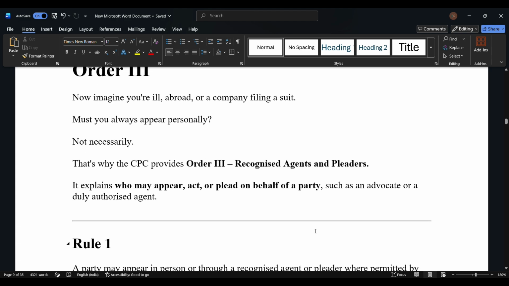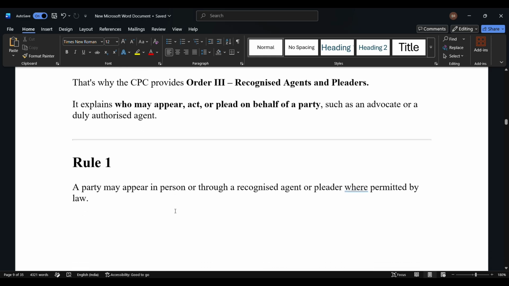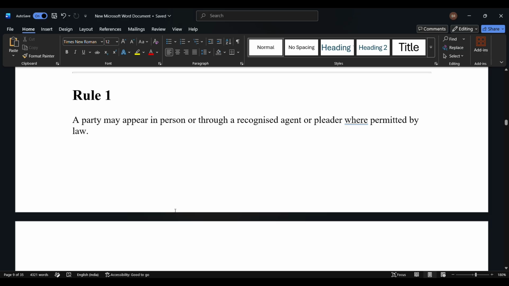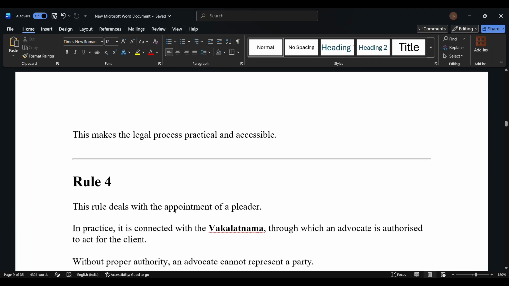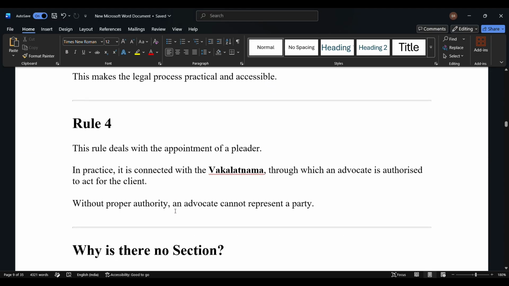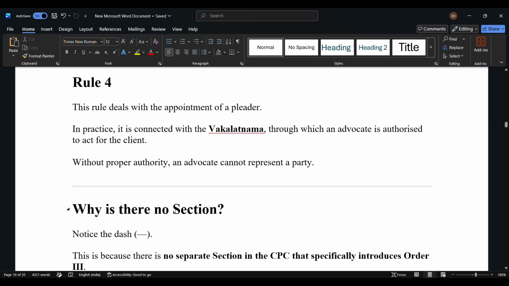It explains who may appear, act, or plead on behalf of a party, such as an advocate or a duly authorized agent. Rule 1. A party may appear in person or through a recognized agent or pleader where permitted by law. This makes the legal process practical and accessible. Rule 4. This rule deals with the appointment of a pleader. In practice, it is connected with the vakalatnama, through which an advocate is authorized to act for the client. Without proper authority, an advocate cannot represent a party.